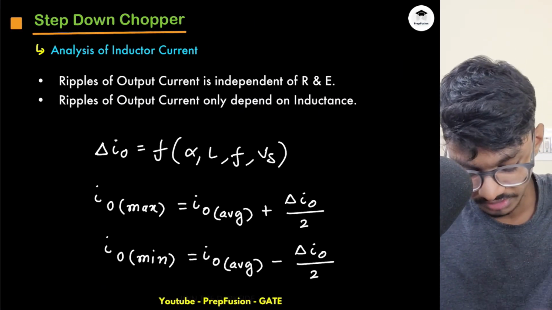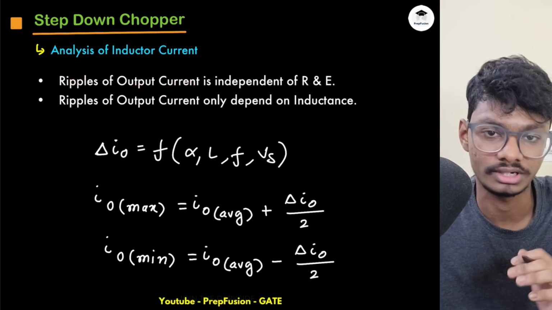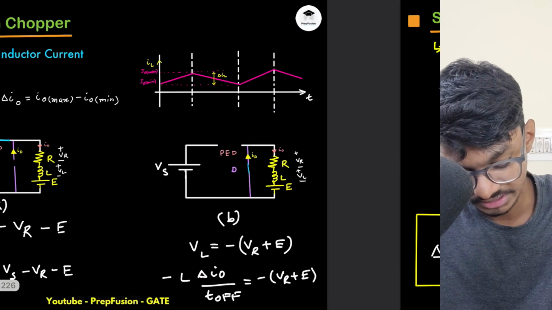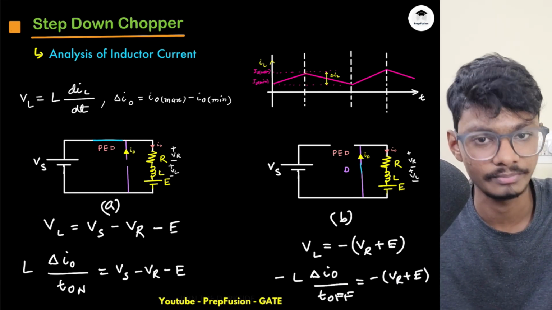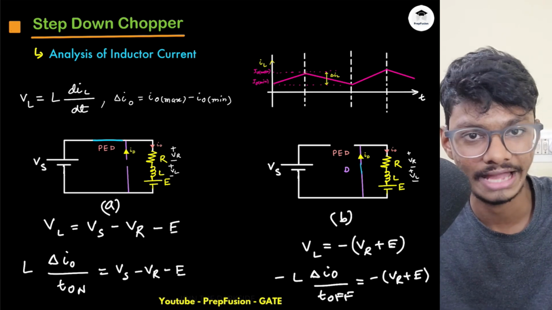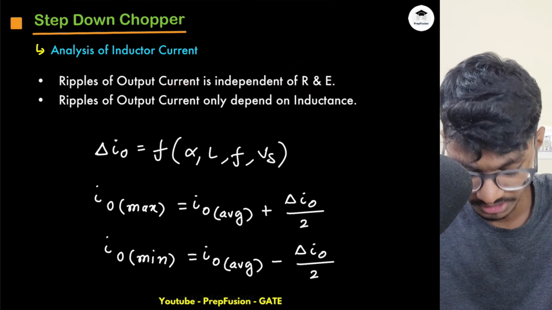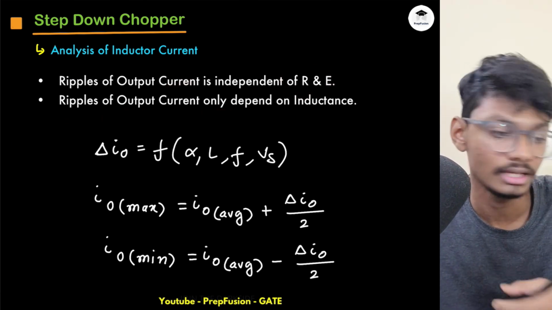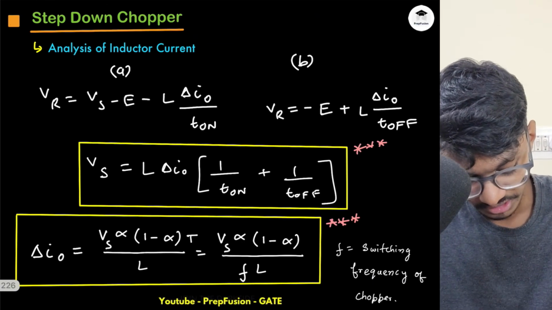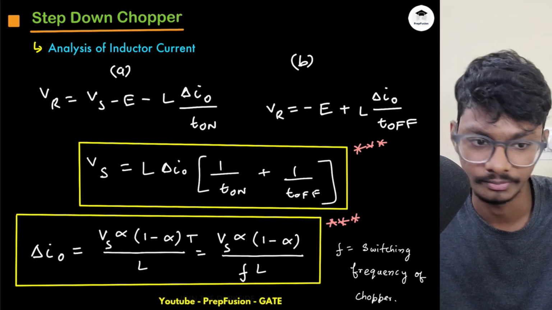Now, important points to note about the ripple of the output current. Ripple of the output current is independent of R, L, E. Ripple means the maximum minus minimum, how much it varies from the average. That is the main purpose: we have to be as close to the average as possible. So ripple is not a function of R, L, E. It only depends on the inductance. If my inductance is very high, the ripple will be very low. If my switching frequency is very high, the ripple will be very low.